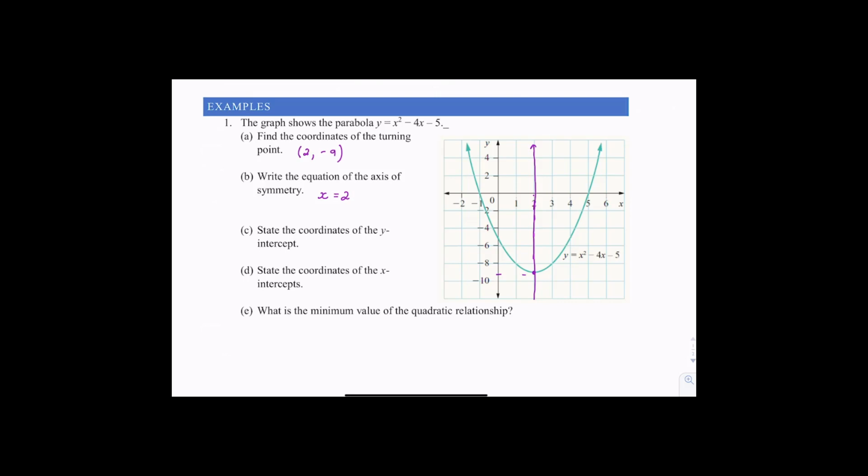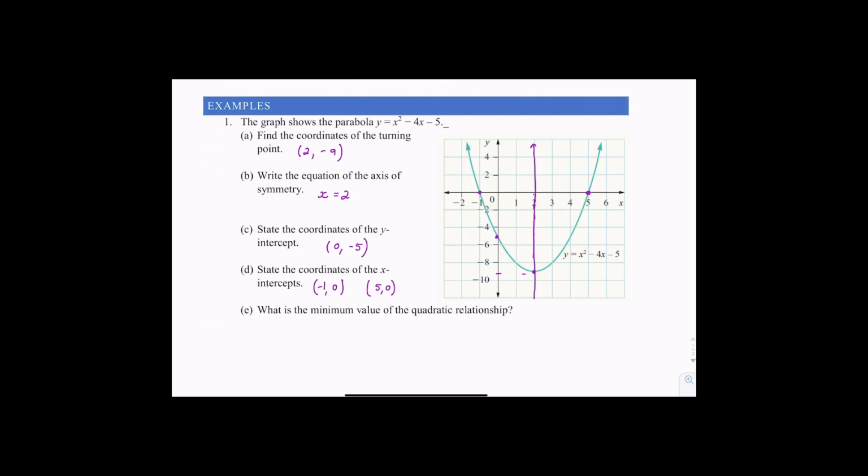State the coordinates of the y-intercept. Well, here it is where it's cutting the y-axis. So that is the point (0, -5). State the coordinates of the x-intercepts. Well, you can see it's cutting the x-axis in two places. The first place is (-1, 0), and the other one is (5, 0).